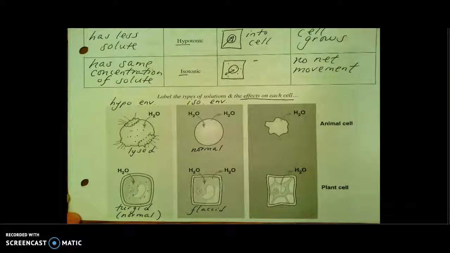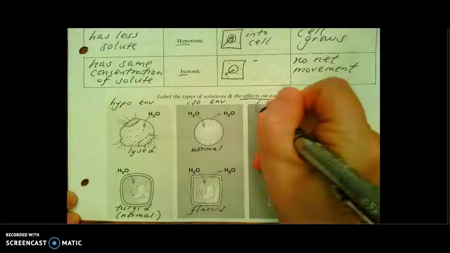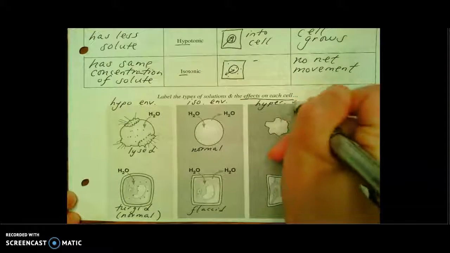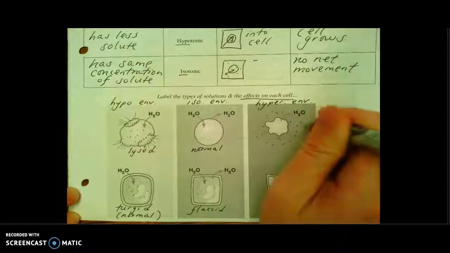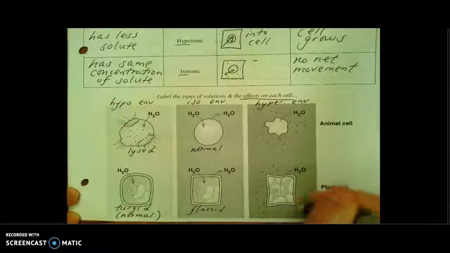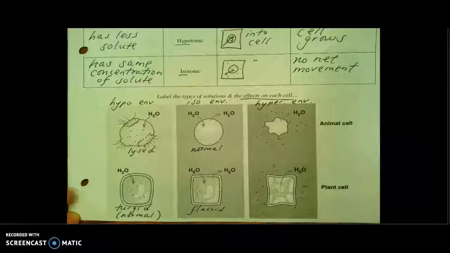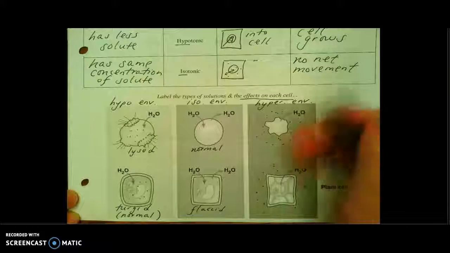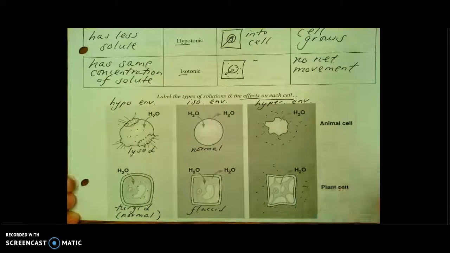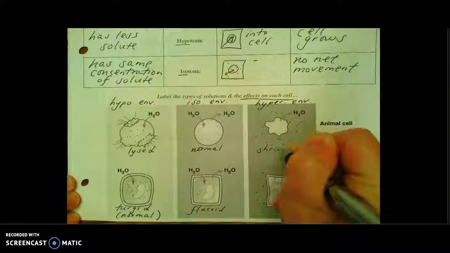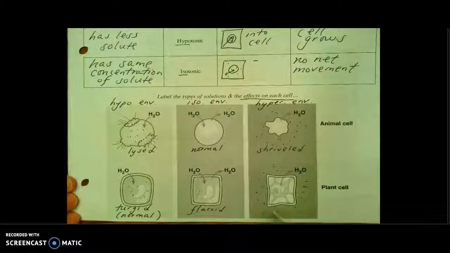The final situation shows if we've placed our cells in a hypertonic environment, meaning that there's more solute in the cell's surroundings as compared to the inside of the cell. Water tries to go to where all that solute is at, which tells us why that water is leaving the cells. In an animal cell, we can simply call this shriveled. And in the plant cell, the membrane is actually going to shrink in away from the wall. And we can describe this as plasmolysis.